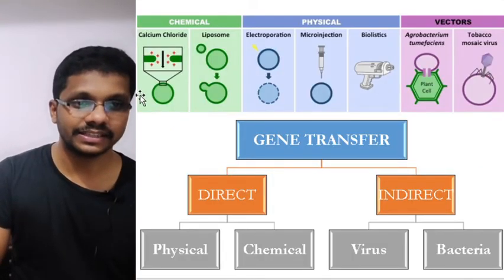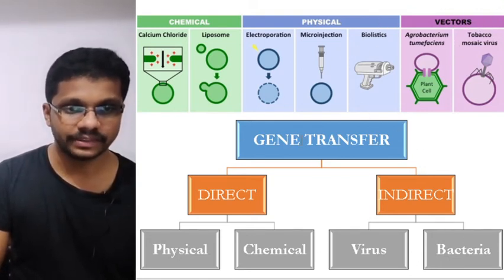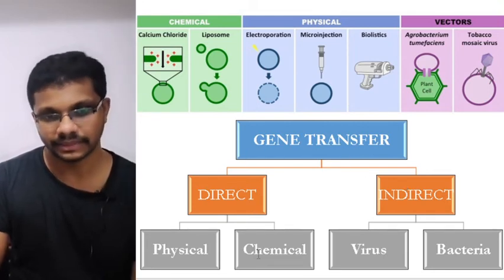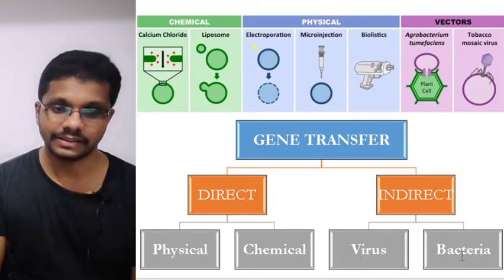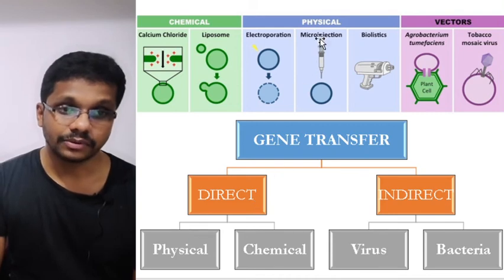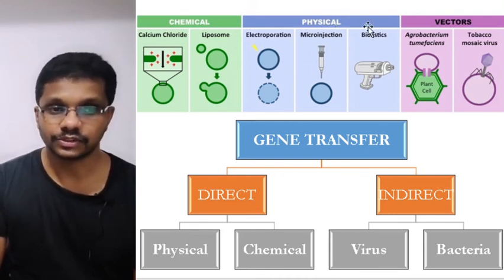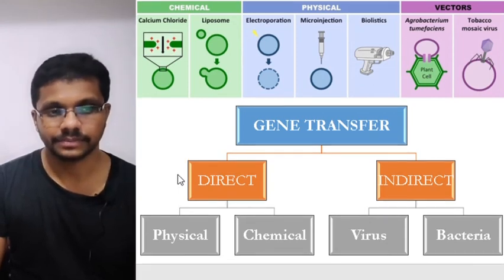So here we can see the chemical methods, the physical methods and the vector mediated biological methods. This is a diagram. Gene transfer can be a direct method or indirect. In direct, we have physical methods and chemical methods. In indirect methods, we have viral mediated gene transfer and bacteria mediated gene transfer. The chemical induced gene transfer is sometimes also called direct gene transfer.